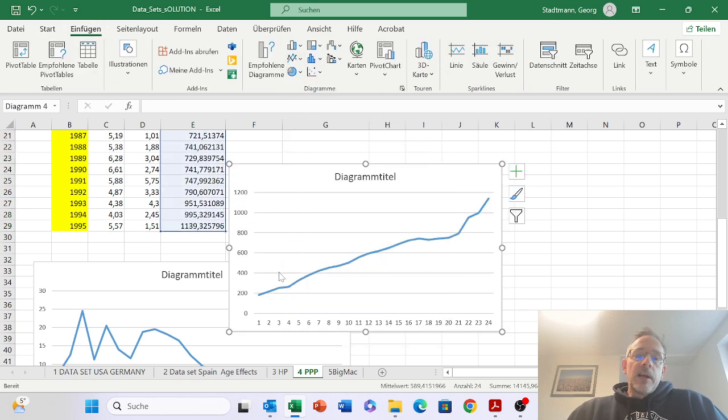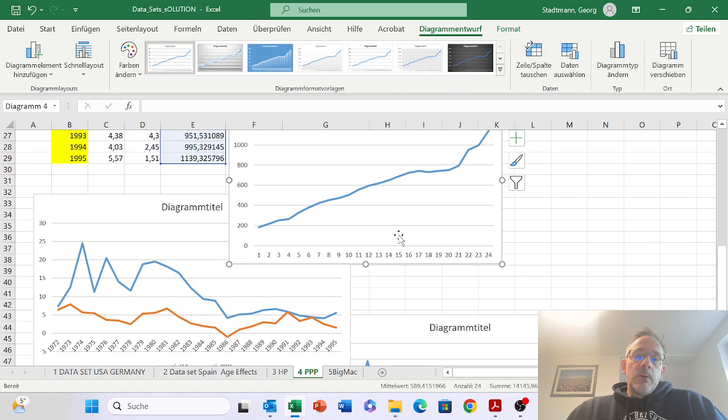So in this line diagram, we have plotted the exchange rate, the price of 1 German mark measured in Italian lira. In the beginning, the price of 1 German mark was at the level of 200 Italian lira. And this increased tremendously during the 1970s and 1980s. And in the end, the price of 1 German mark is at the level of 1,140 Italian lira.